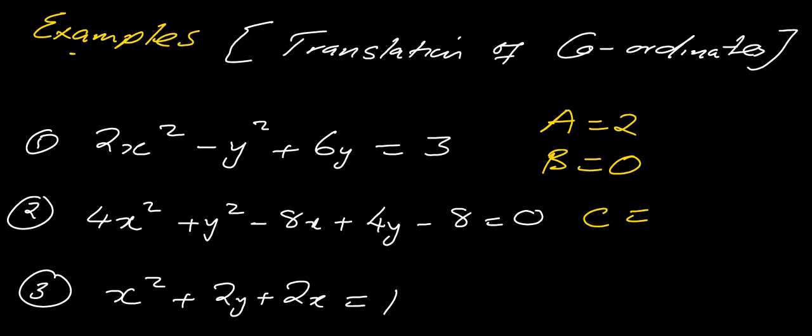Oh, sorry. Is it 0? 0. C is supposed to be the coefficient of y squared. So C is -1.